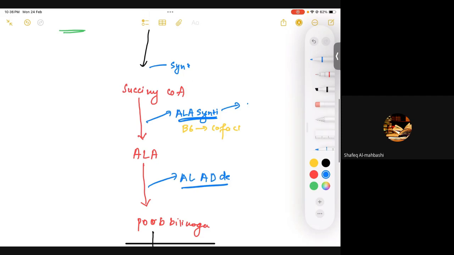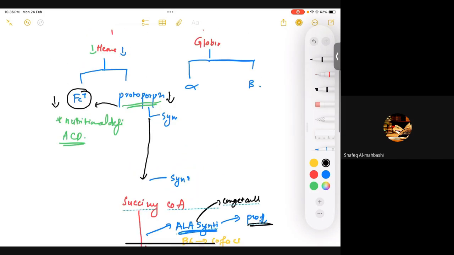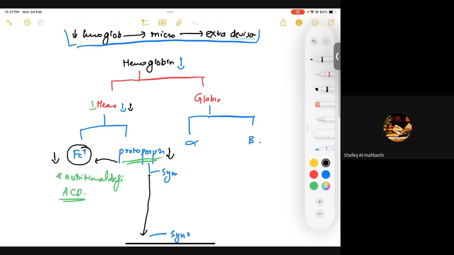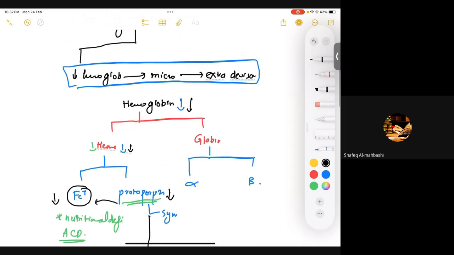Can I say that protoporphyrin is going to be less? We can have an inherited cause of deficiency of this enzyme, an inherited or congenital defect. For example, if an individual congenitally has no ALA synthase, what happens? We are going to have less protoporphyrin, again just continue back the cycle. So heme is less, hemoglobin is less, microcytic anemia, the cell is going to undergo an extra division.